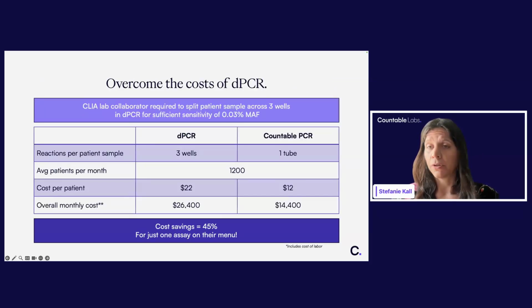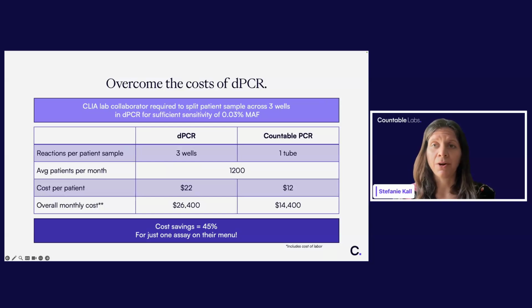We have a CLIA lab collaborator who has given us some specific information about side-by-side comparison with dPCR as well. So this is a CLIA lab collaborator who's looking for 0.03 mutant allele frequency in their tests that they offer for patients. In order to do that in dPCR, they have to run 3 wells with the patient sample. And given the number of patients they have per month, that ends up costing them about $26,000 per month.